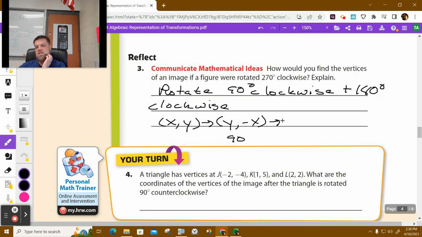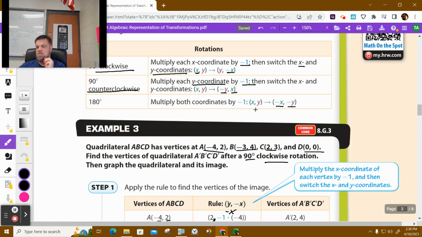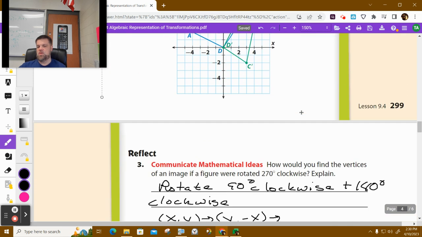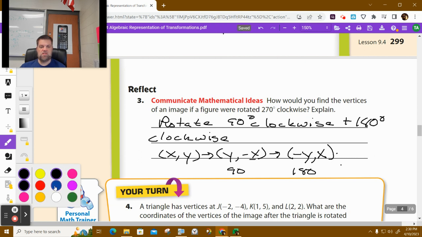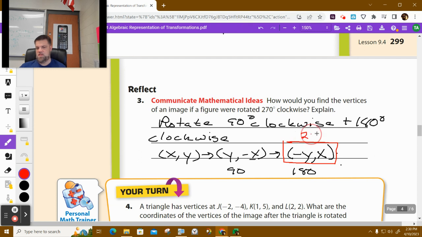Now, from there, in order to rotate at 180 degrees, what did we do? We just took the opposite of each one. To do 180 degrees, we just take the opposite. So to take the opposite of each one, I'm going to leave it in the same order, but I'm going to say -Y, and what's the opposite of -X? +X. So you could cut out the middleman. This is rotating. So this right here, that's rotated 270 degrees clockwise. Does that make sense?